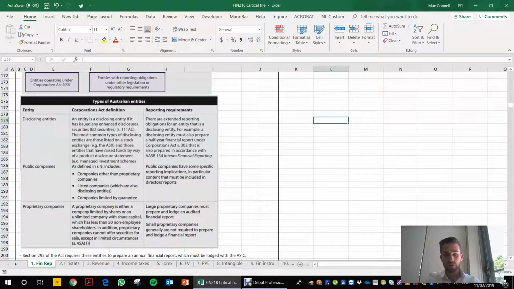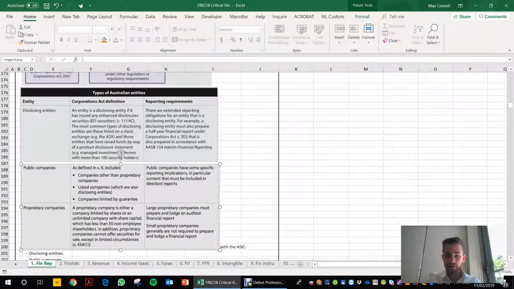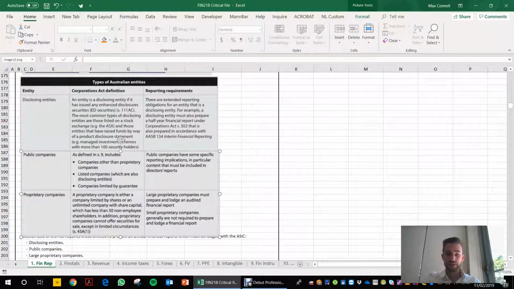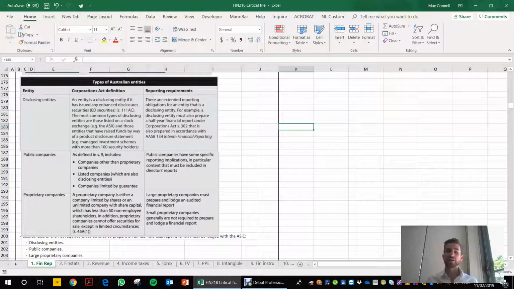But it also includes entities that have raised funds by way of a product disclosure statement, PDS, for example, a managed investment scheme. So the key takeaway from this one is, if it's listed on the stock exchange, it's a disclosing entity and there are additional reporting requirements. For example, a disclosing entity must also prepare a half-year financial report under the Corporations Act.